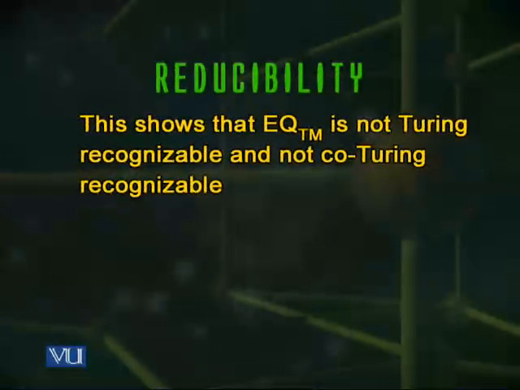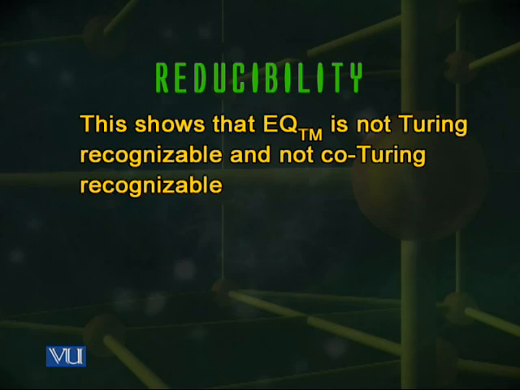Well, now this also shows that ATM is reducible to the complement of EQTM. So from this we can conclude that EQTM itself is not Turing recognizable, because we have shown that the complement of ATM reduces to EQTM. Therefore, EQTM happens to be a language which is neither Turing recognizable nor co-Turing recognizable, which means its complement is also not Turing recognizable.